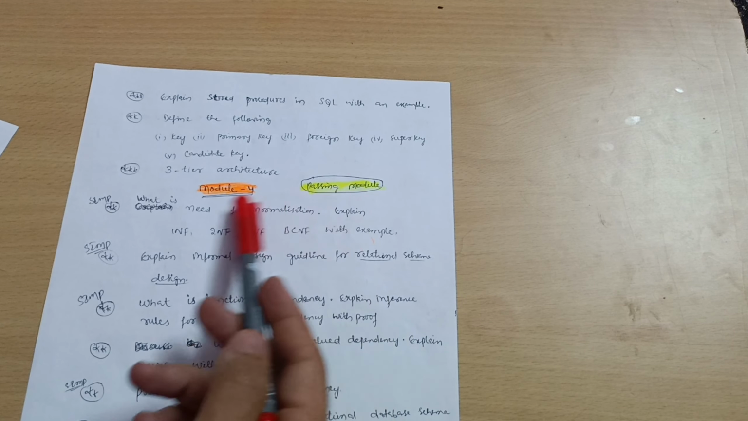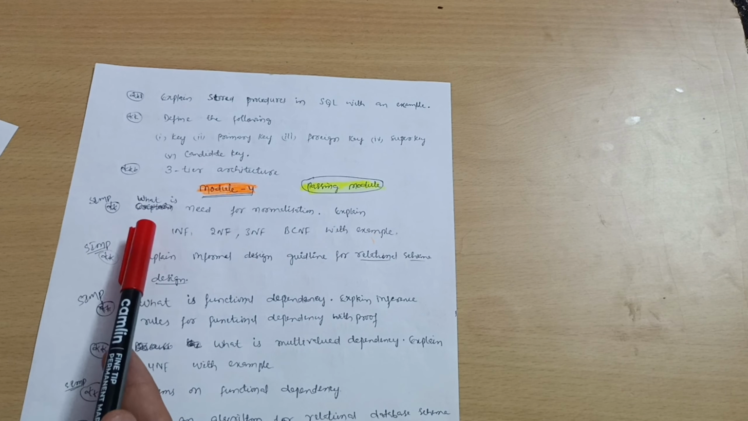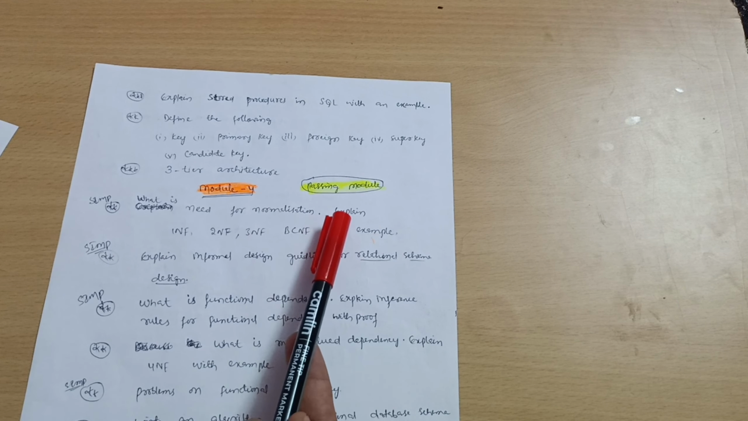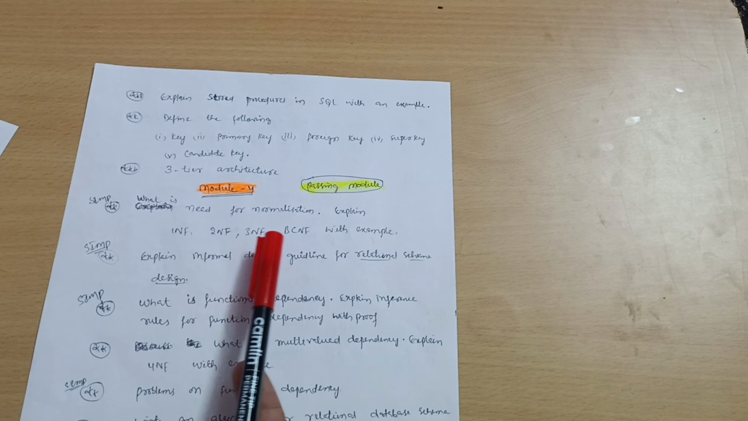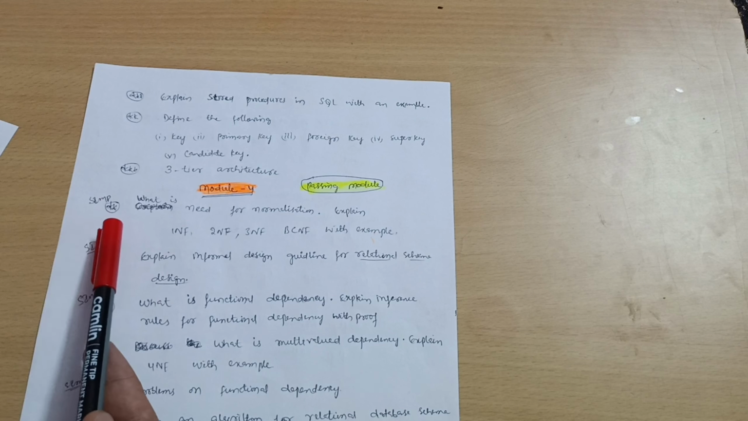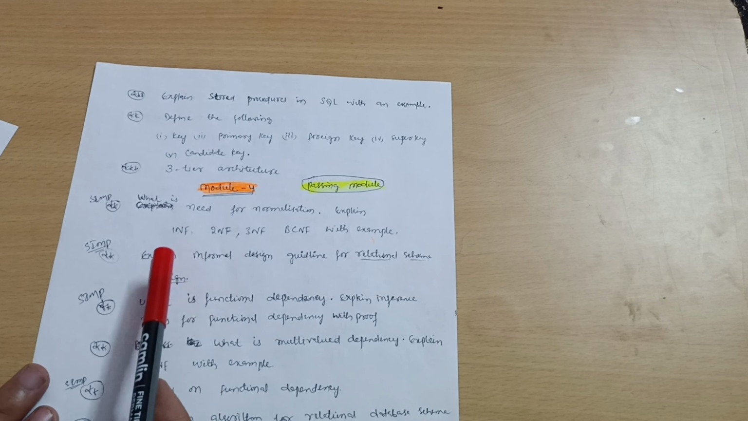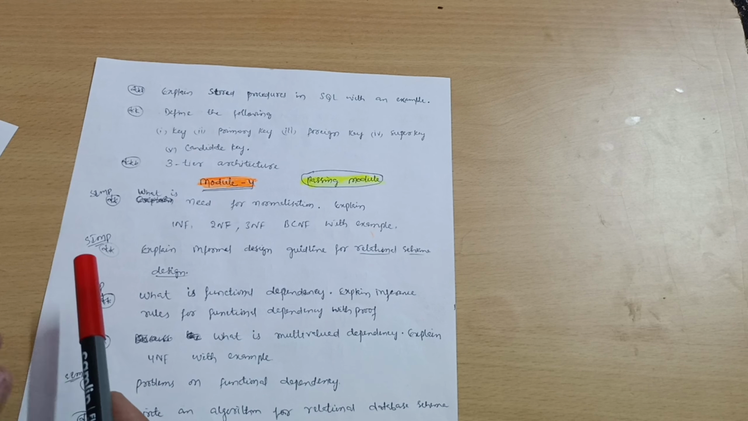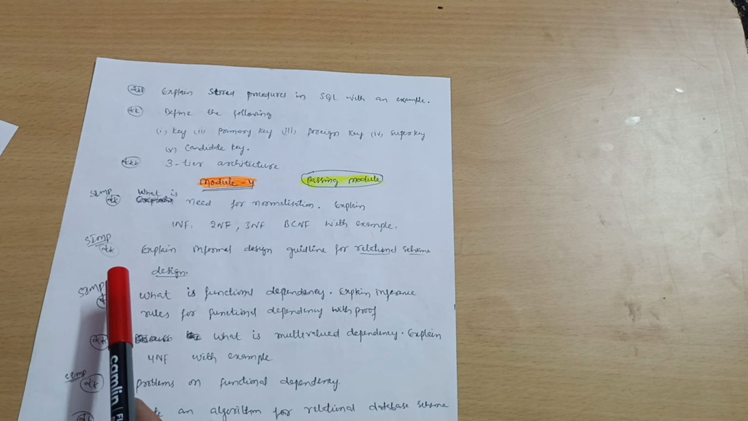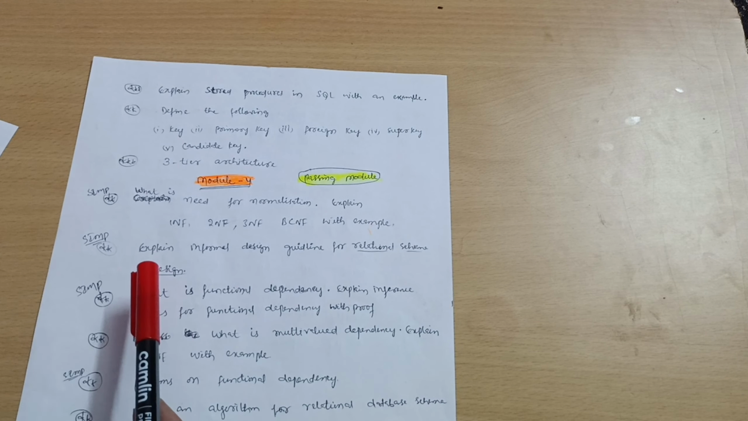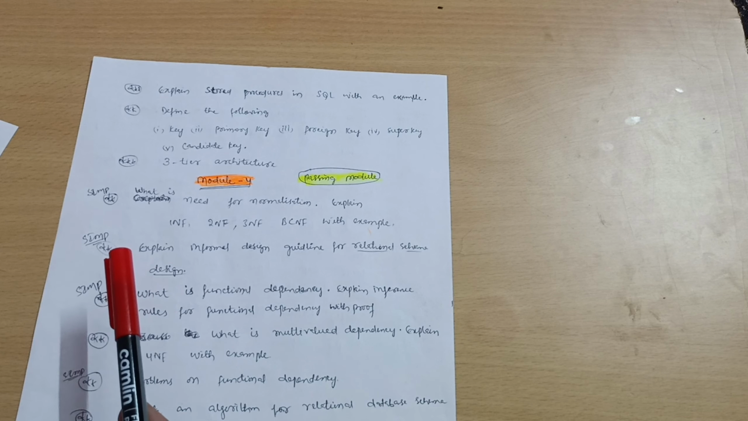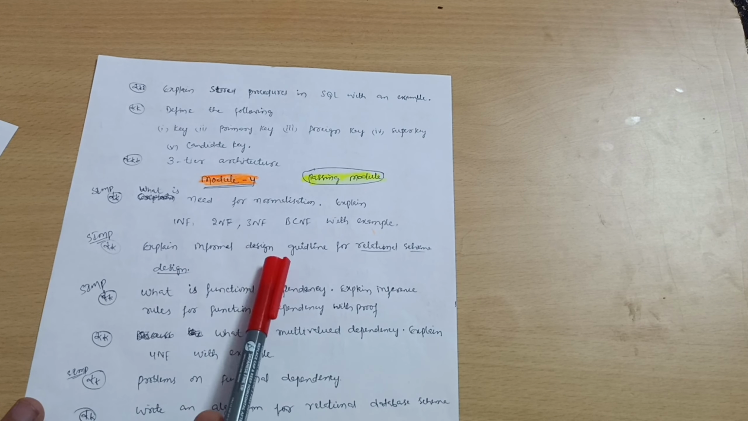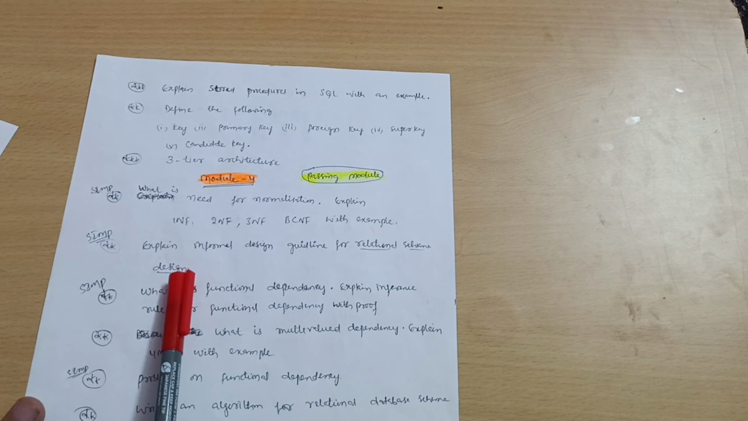Module 4 is again a passing module, in which you have to cover some super important questions like: what is need for normalization, explain 1NF, 2NF, 3NF, and BCNF with example. This is the most important question. Whatever questions I am discussing here, you should keep at high priority, and first of all you should complete these questions only. Later on, if you get some extra time, then you can focus on the other part of the syllabus, right?